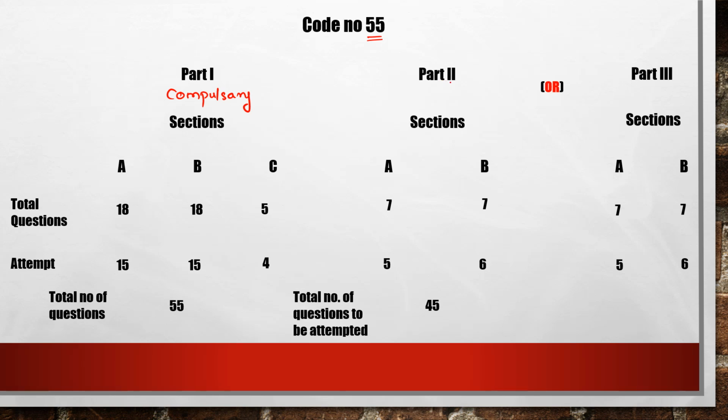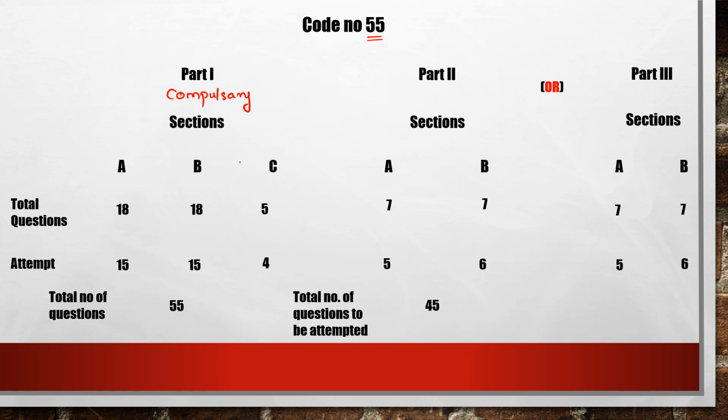Whereas there is a choice between Part 2 and Part 3. The student can attempt either Part 2 or Part 3. Part 2 is related to financial statements, whereas Part 3 is related to computerized accounting. And both of these parts are divided into 2 sections, Section A and Section B.